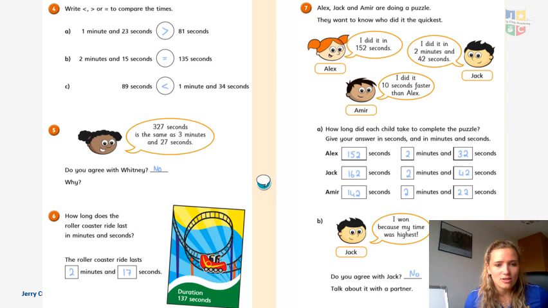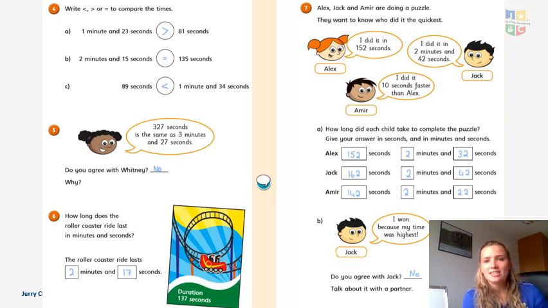For number 6, how long does the roller coaster ride last in minutes and seconds? So it says it's 137 seconds long in duration. So if I work out how many lots of 60, 120, there's 2 whole minutes, and then 120 up to 137 is 17 seconds.